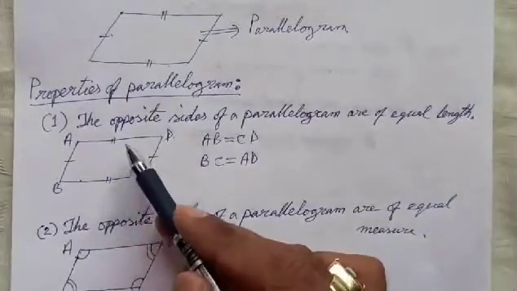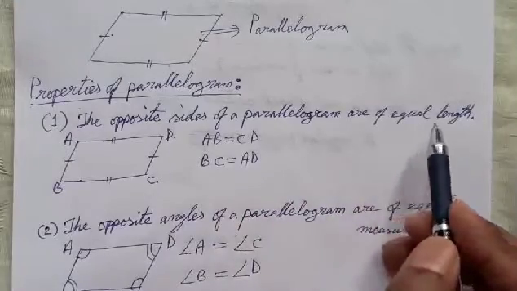Number 1: The opposite sides of a parallelogram are of equal length.